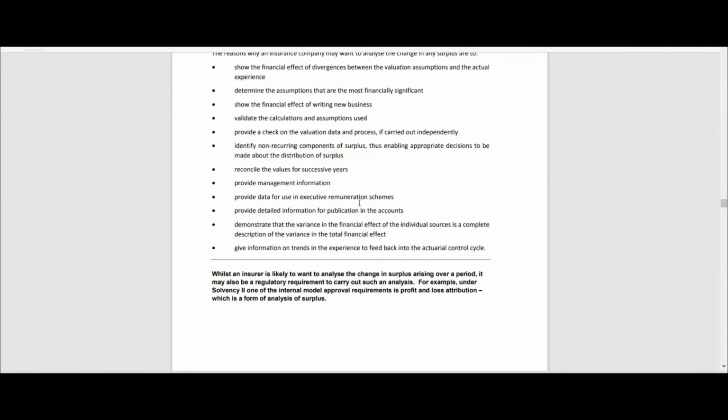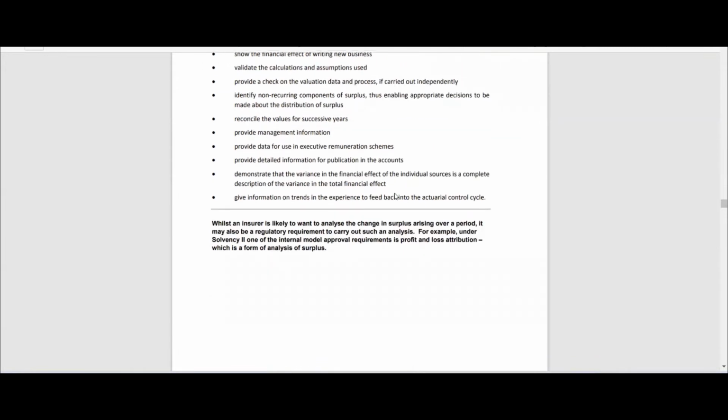Obviously, use data for executive remuneration scheme. The more the profit, the more you will get. Like there is a bonus component, right? We all know there is a fixed CTC and variable CTC. So the more the profit we make, the more bonus that we get.